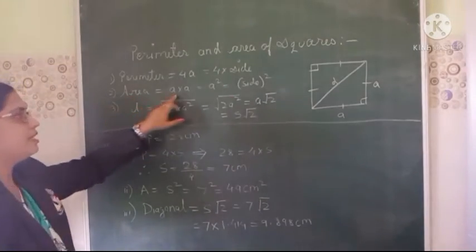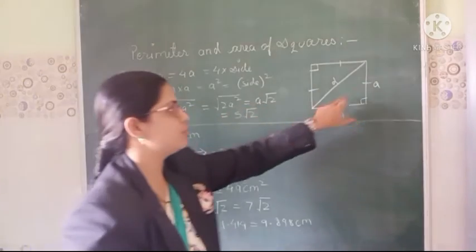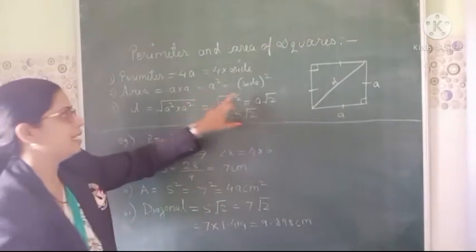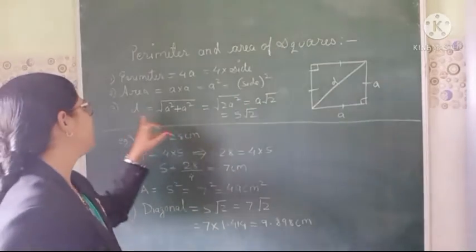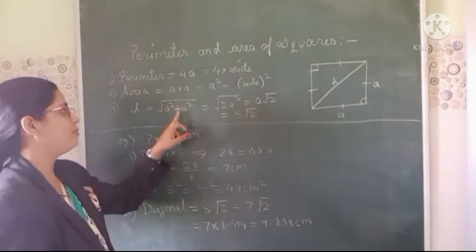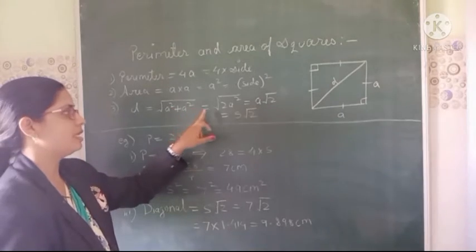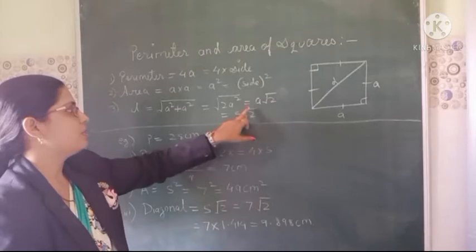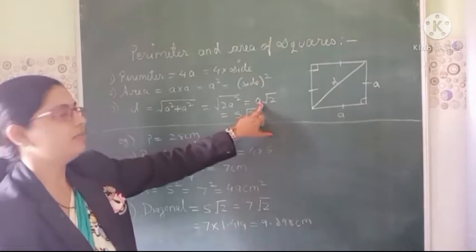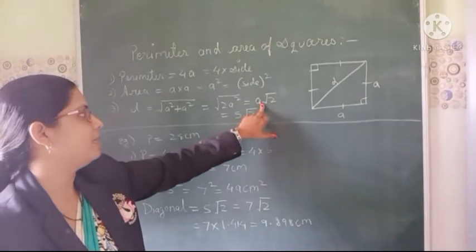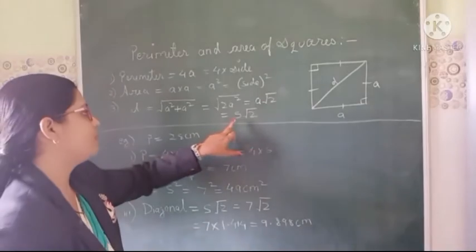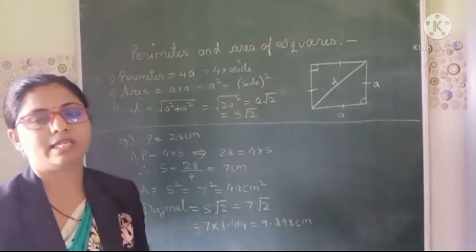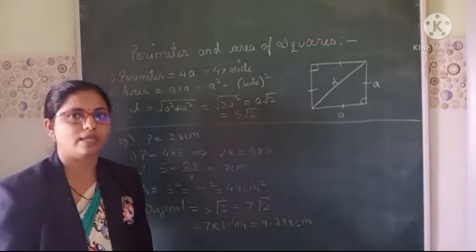Okay, so 4 into side. Then area will be this into this. So it will be A into A, that is A square, that is side square. Diagonal equals under root of A square plus A square, equals under root of 2A square. Okay, so equals A will be outside the under root, and under root of 2. So it will be side under root of 2. These are the formulas to find out the area and perimeter of a square.